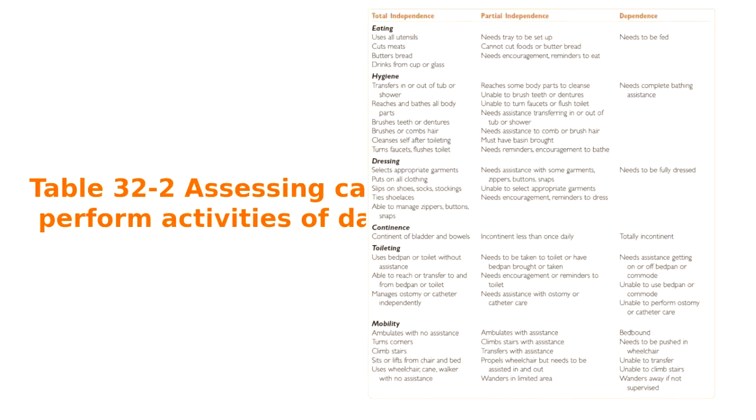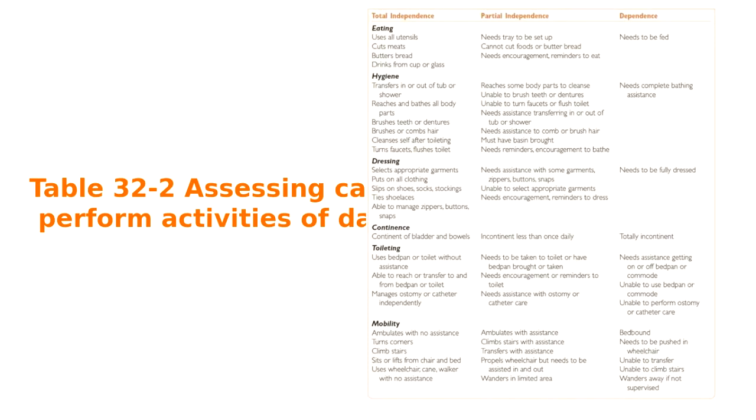And this is a table in our textbook, table 32.2, and it shows the assessing capabilities for ADLs. I don't think I can zoom in here, but for eating, when you're observing a patient during meal times, you can see if they're able to use utensils or cut their meats. For hygiene, you should be able to see if a patient can brush their teeth or bathe themselves. For dressing, if they can put on their clothes with assistance or by themselves.